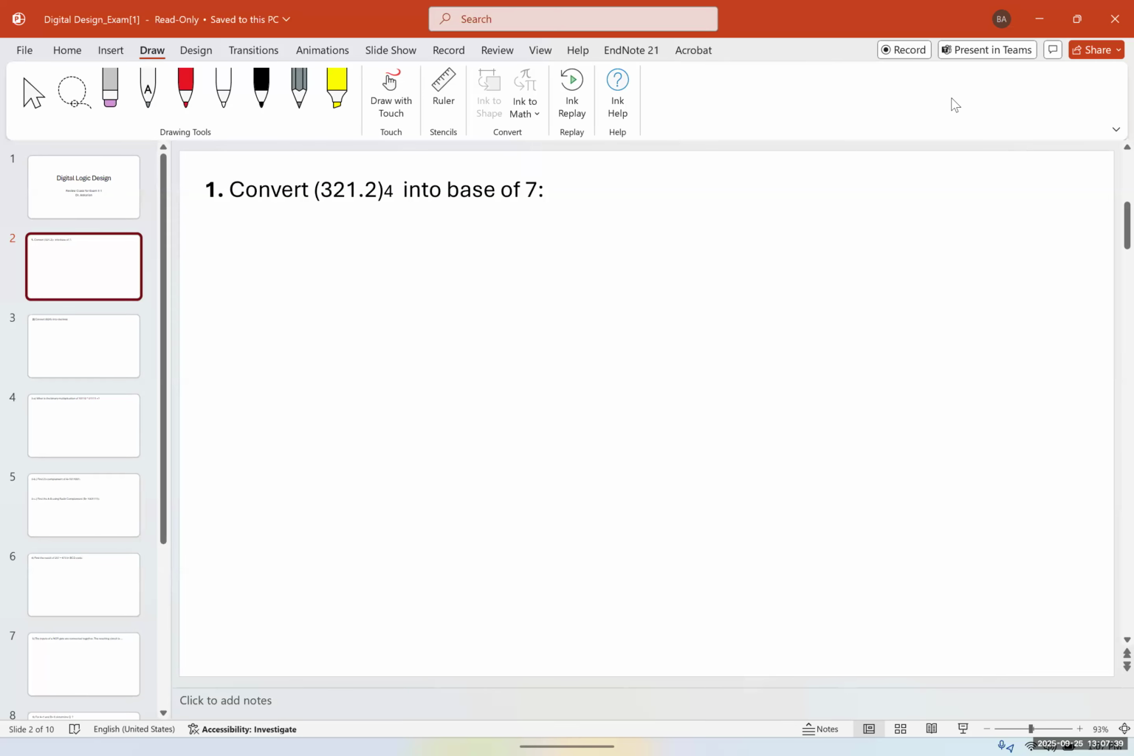Is it clear? So again, we cannot directly convert base of 4 to base of 7. We have to first convert it to the base of 10, to decimal, and then from decimal to the base of 7. Can I go to the next question? Yes? Okay. Now, the next question, we have 624 octal in the base of 8, and we want to convert it to a decimal number.